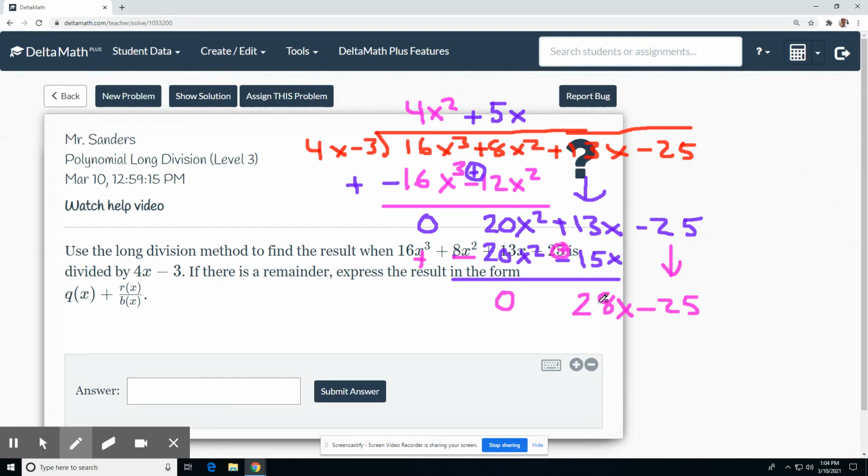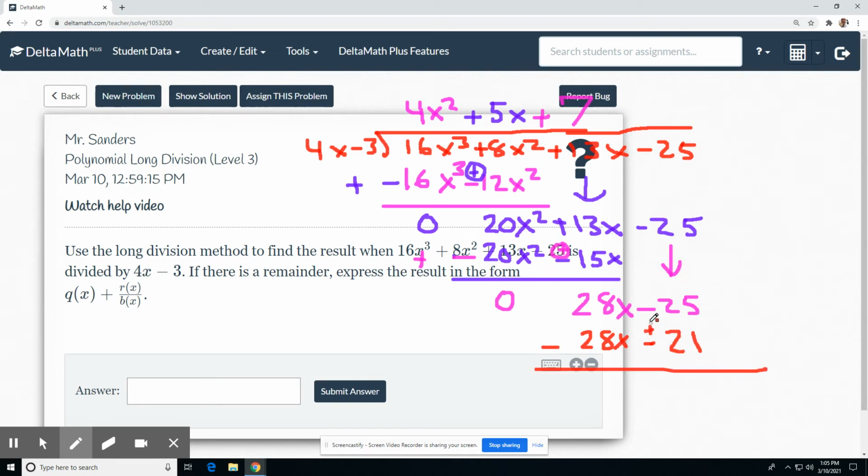4x times what is 28x? 4 times 5 is 20. 4 times 6 is 24. 4 times 7. Boy, I don't know why I was so slow on that. 7. And then x times what is x? X times 1. So that's all we need. Then multiply it back through. 7 times 4x is 28x. 7 times negative 3 is negative 21. All right.